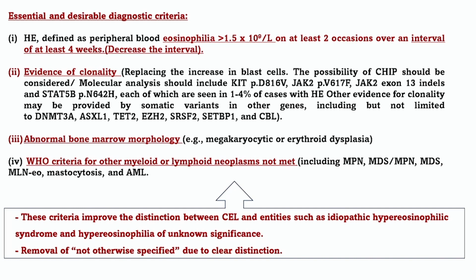So in this case, chronic eosinophilic leukemia requires eosinophilia persisting with an interval of not less than 4 weeks, evidence of clonality, which cannot be replaced by an increase in blasts as in the earlier one, abnormal bone marrow morphology, and exclusion of other causes. In this way, we can definitely differentiate between chronic eosinophilic leukemia and other causes of eosinophilia. And by this, there is no need for chronic eosinophilia not otherwise specified, so we omitted this.